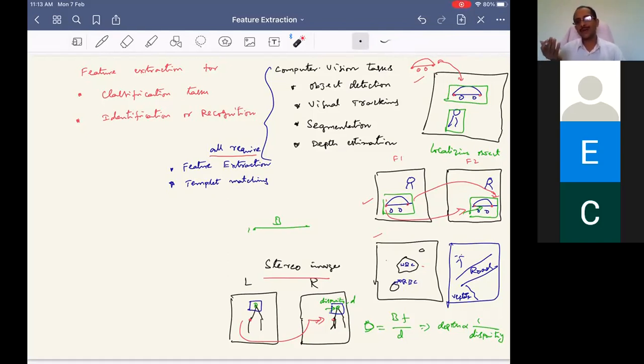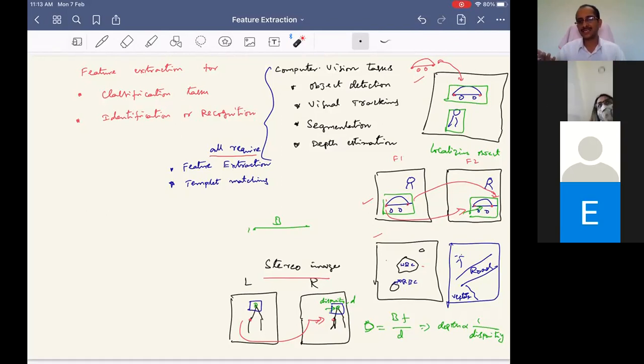The imaging conditions may be different, and the background aspects also will be different. So photometrically, there may be variations in the images from one scenario to another scenario. Similarly, from the viewpoint and scale point, geometrically also there can be variations.